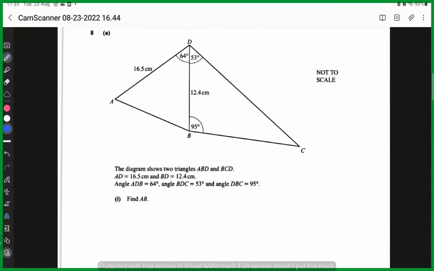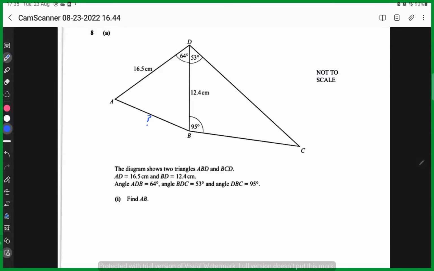Okay. The diagram shows two triangles ABD and BCD. AD is 16.5 centimeters, BD is 12.4 centimeters. Angle ADB is 64, BDC is 53, DBC is 95. Everything is there. Find AB. Okay. This is unknown. I need to find this.